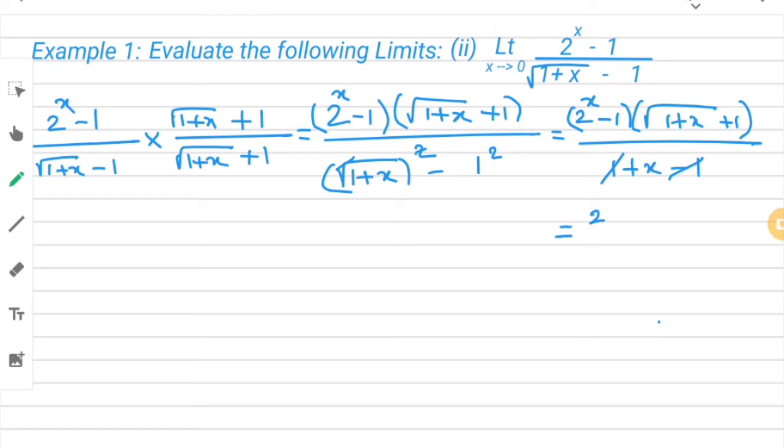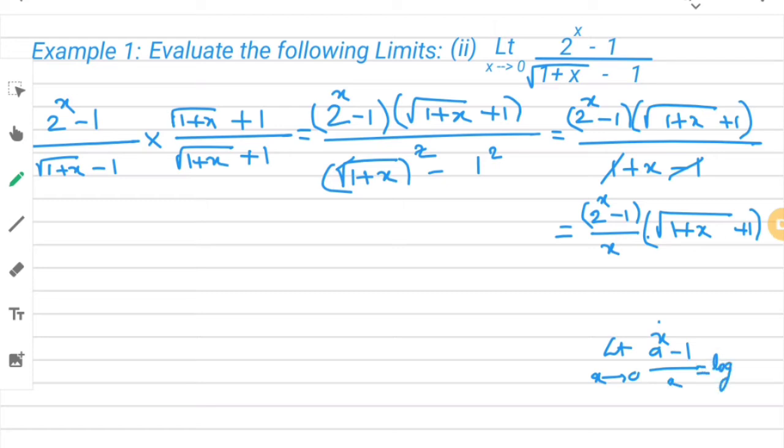Now I can write it as (2 power x minus 1) by x into (root of 1 plus x plus 1). Why am I splitting this now? I am going to split the limit separately for (2 power x minus 1) divided by x and the other factor, because it is in the form of the standard result: limit x tends to 0 of (a power x minus 1) by x, which is nothing but log a. So I am going to split the limit for these two.